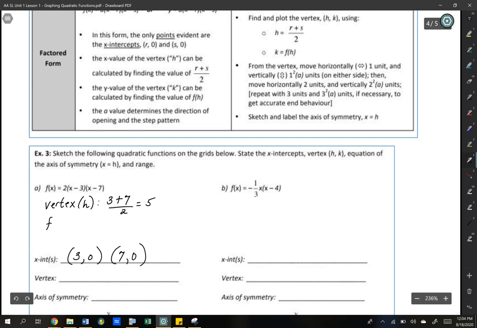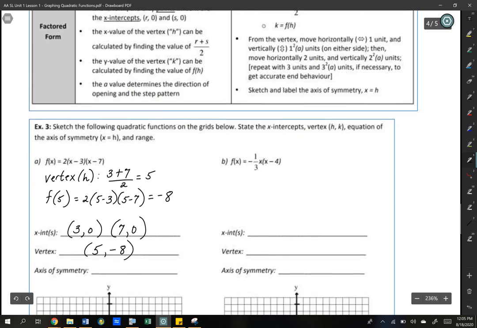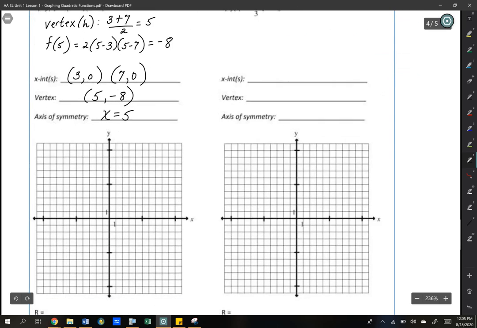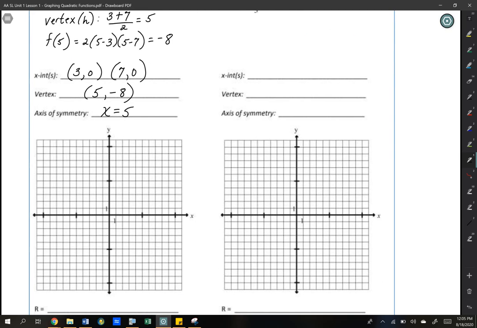And then to get the y part of the vertex, we're going to put 5 into our function. When we do that, we get negative 8. Right, so our vertex is going to be 5, negative 8. Our axis of symmetry is going to be the h part of the vertex. Axis of symmetry always starts with x equals, so x equals 5. Now we have 3 points, so we really don't need to make a table here. So we're going to go ahead and plot those points and sketch our graph.